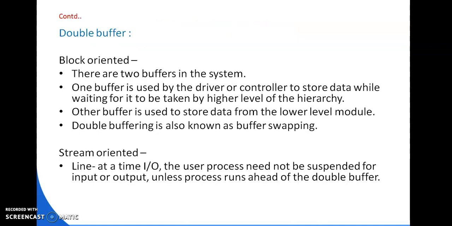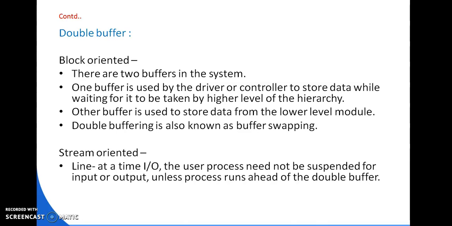Let's come to the double buffer. Again, the double buffer is also block-oriented and stream-oriented. There are two buffers in the system in the case of block. One buffer is used by the driver or controller to store the data while waiting for it to be taken by a higher level of the hierarchy, and the other buffer is used to store data from the lower-level module. Double buffering is also known as buffer swapping.